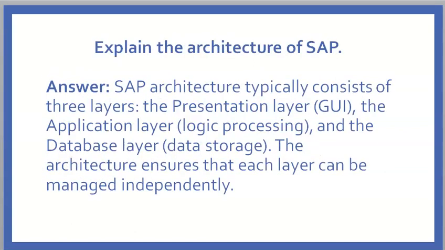Explain the architecture of SAP. Answer: SAP architecture typically consists of three layers: the presentation layer (GUI), the application layer (logic processing), and the database layer (data storage). The architecture ensures that each layer can be managed independently.